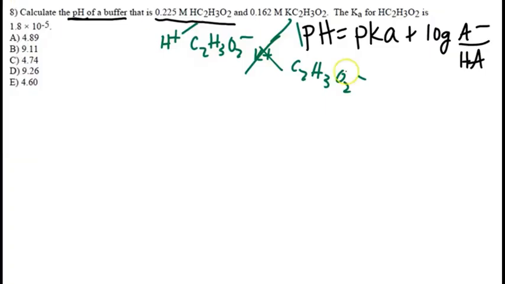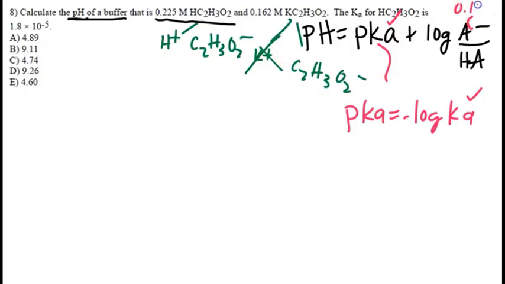For this question, what is pKa? pKa is going to equal the negative log of the Ka value. We already have the Ka value, so we can go ahead and get this number. Now, what is our conjugate base? Our conjugate base, we already said, is going to be the acetate ion here, and that's already going to be 0.162 molar. So we can go ahead and use that here. For our weak acid, that concentration is given as 0.225 molar.